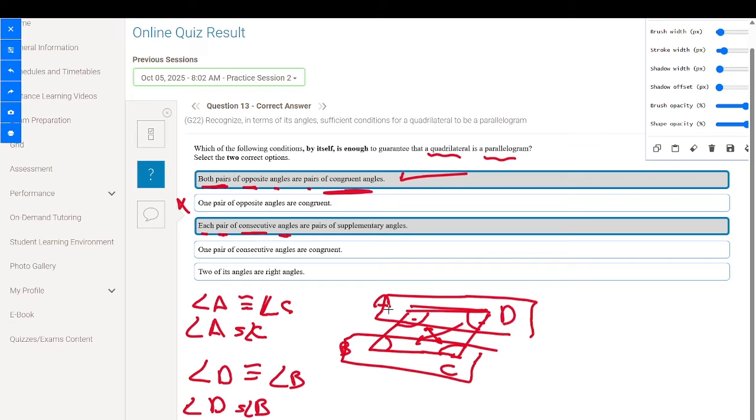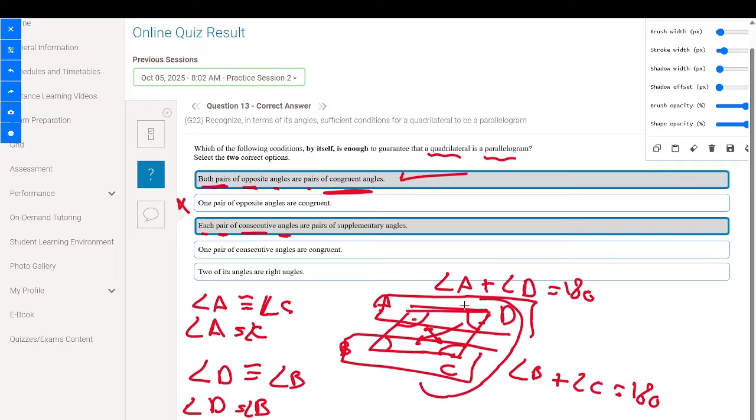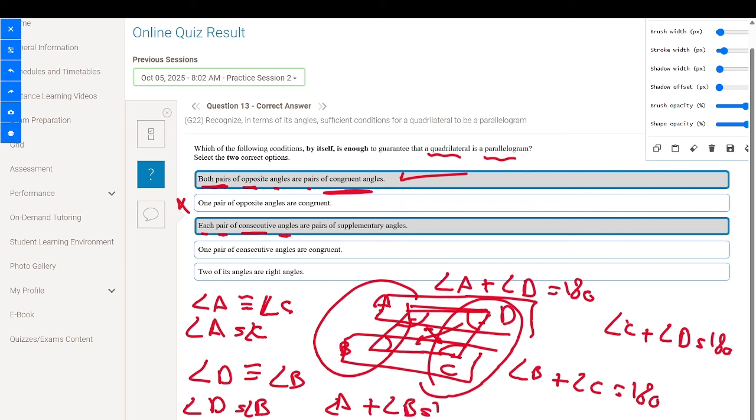Each pair, angle A plus angle D, are supplementary, the angle is 180. Now angle B plus angle C equals 180. Let's take the other side. Angle C plus angle D will be equal to 180, and angle A and angle B will equal 180. This is the right answer.